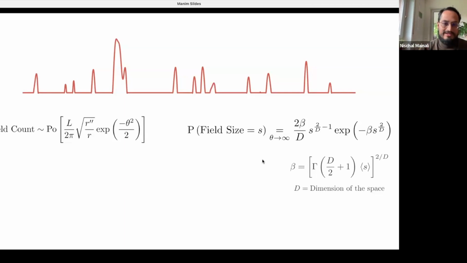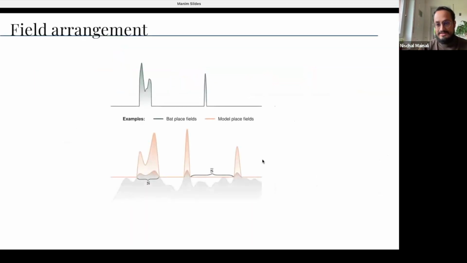So with that, we complete the setup of the model, and now I will go into looking at the detailed predictions of the model and also matching it with the data and validating the predictions against data. So here is the general procedure we'll follow. This is an example of a real place field of a bat on the top and a sample of how place fields look in the model.